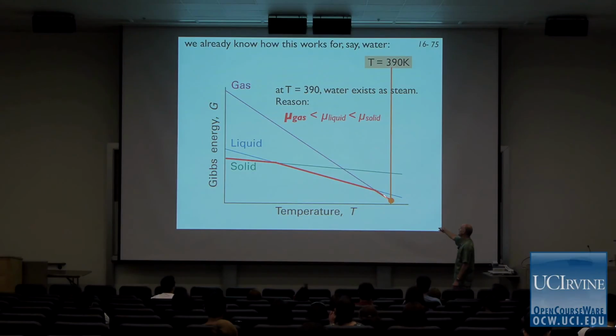And then if you go to still higher temperatures above the boiling point, only gas phase water is possible at, for example, 390 degrees Kelvin. And so the way the system evolves is shown by this red line, because the red line indicates the minimal chemical potential of the water at each one of these temperatures.